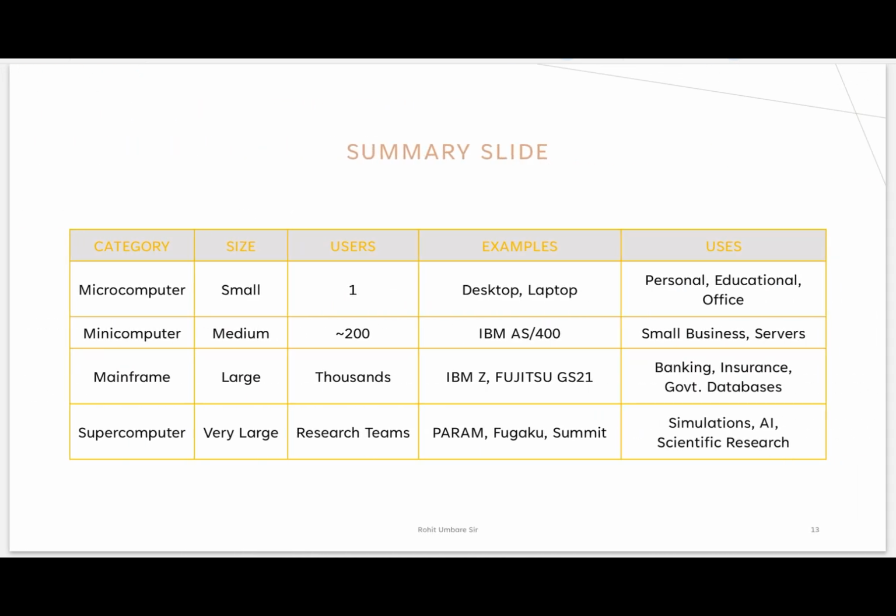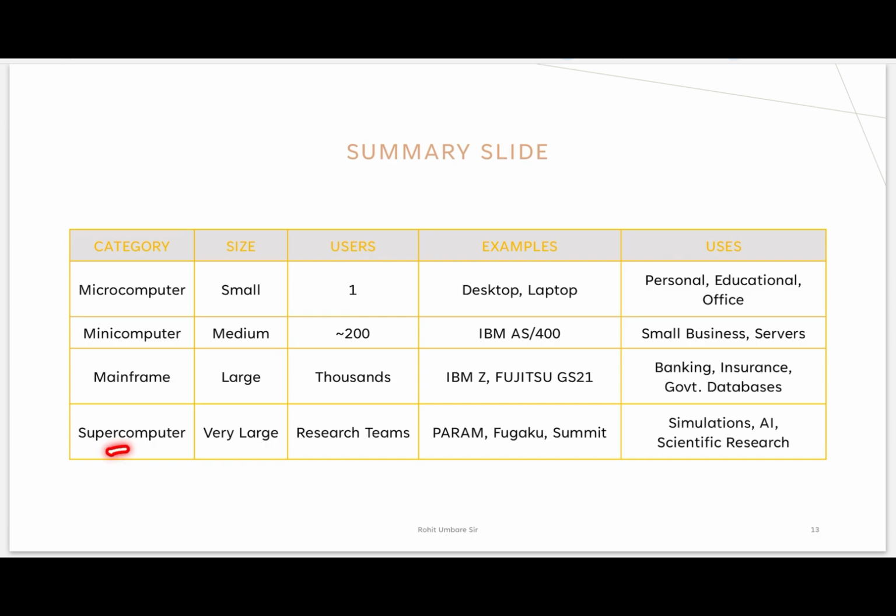And here is the summary of all the slides. First we saw micro, then mini, then mainframe and supercomputer. Micro was a small computer with one user. Examples: desktop and laptop, used for personal, educational and office use. Then we saw minicomputers. Minicomputers are medium in size, up to 200 users. Example: IBM AS/400, used in small businesses and as a server. Then afterwards we saw mainframe computers, which are large, up to 1000 users, correct? IBM Z and Fujitsu GS21 are examples. Who uses this? Banking, insurance, government, databases, right?